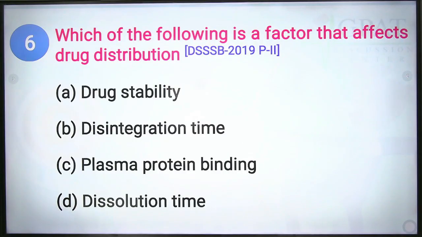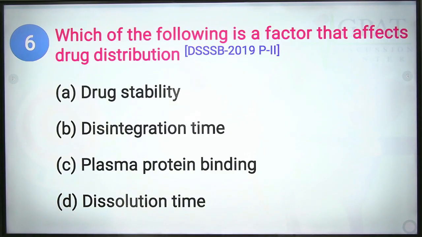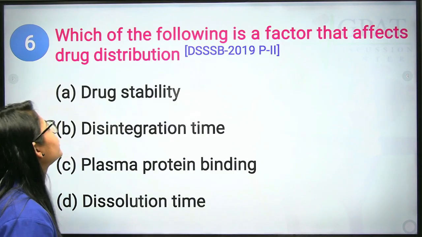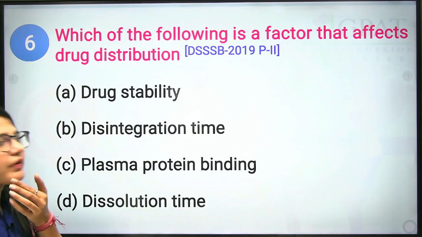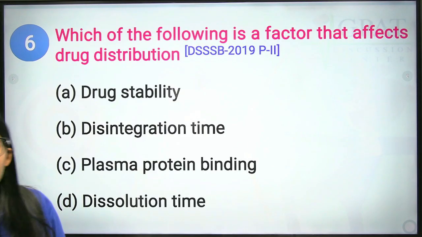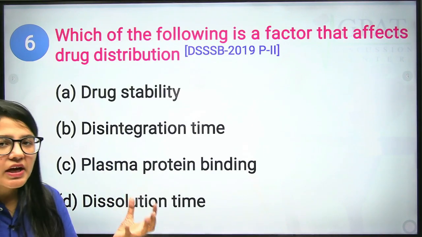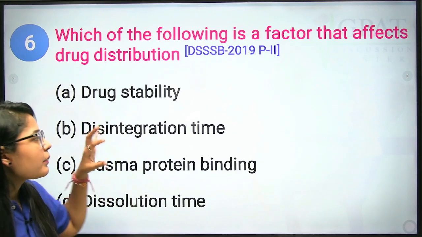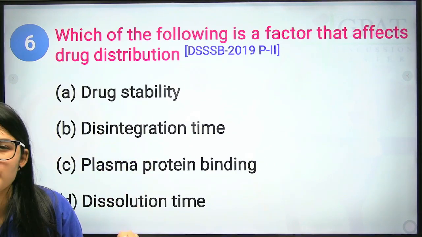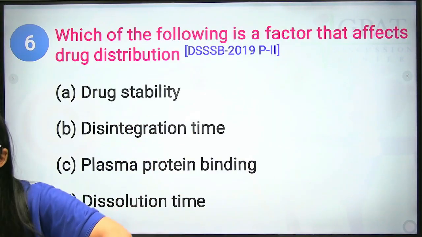Next question is, which of the following is a factor that affects drug distribution? This is a previous year question from DSSSB 2019 part 2. First we have drug stability. It affects how long the drug remains effective, but not the distribution process, because after the distribution only the drug will show its effectivity.